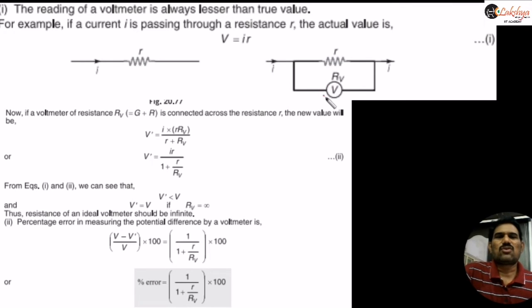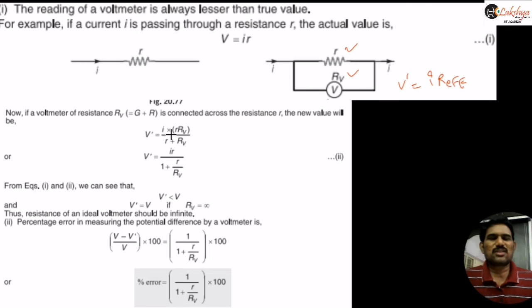From this we can write the potential difference across this as V dash is equal to I into R effective. As these two are in parallel, the potential difference across these two will be the same only, right? So V dash is the reading of this voltmeter, the potential difference across it, which is I into R effective. Effective means the effective resistance of small r and RV, which is nothing but small r into RV by small r plus RV. And on simplifying this, you will get an expression like this.